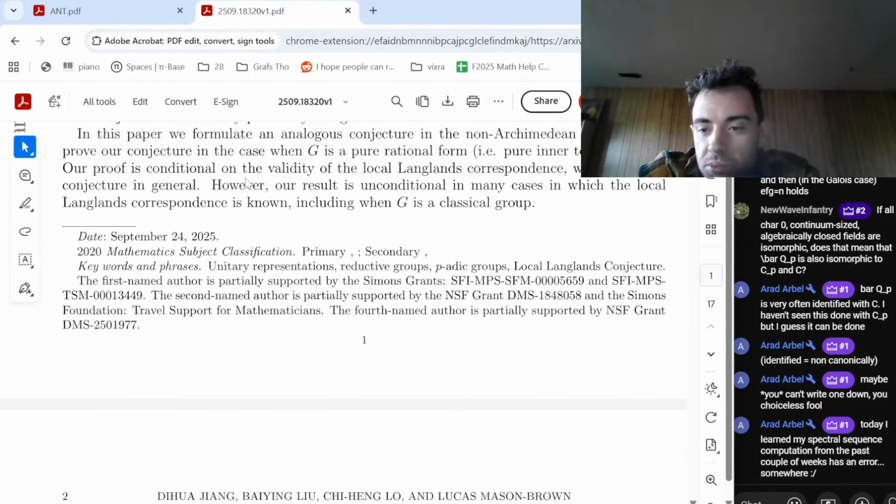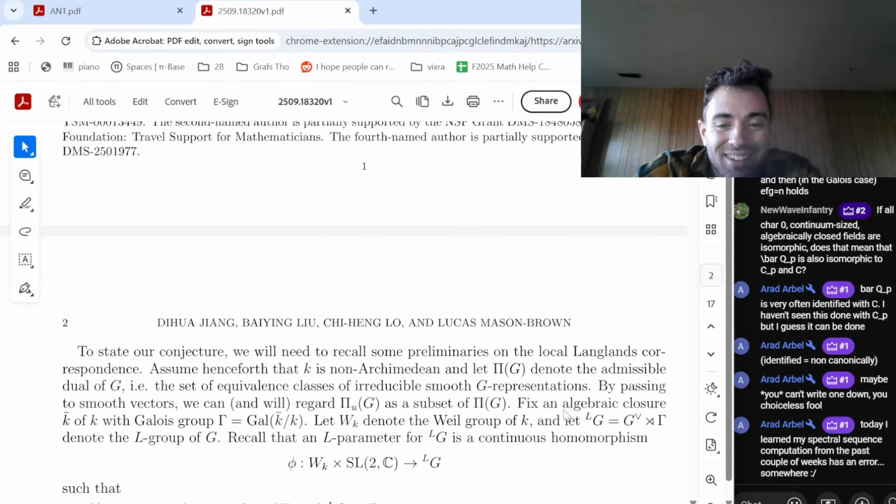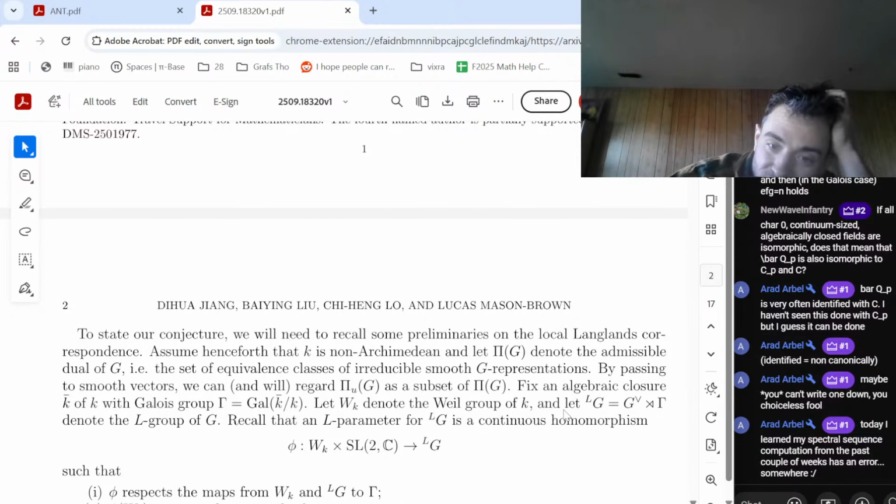Today you learned your spectral sequence computation from the past couple of weeks had an error somewhere. Yeah, that's how it goes, doesn't it?